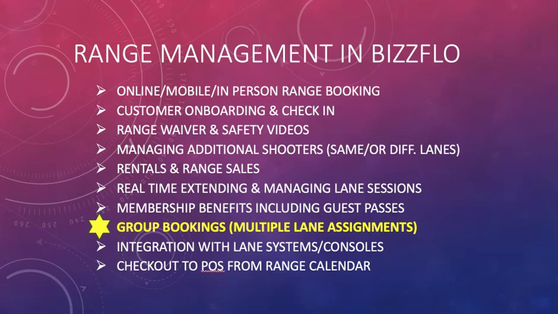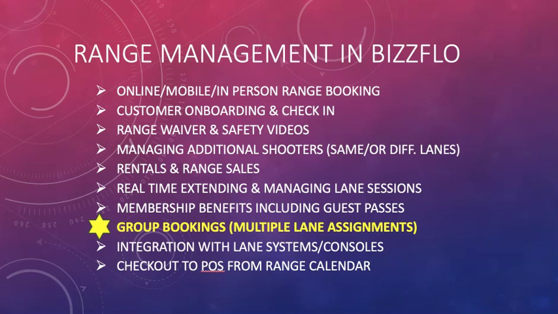What is group booking? Group booking refers to the process of booking an entire bay, which may consist of multiple lanes. For example, a bay may have 4, 5, or 10 lanes, depending on the setup. In facilities with multiple ranges or bays, each bay can accommodate a certain number of shooters per lane, for example 2 to 3 shooters per lane. When a corporation or a group wants to reserve an entire bay, group booking allows them to do so efficiently.